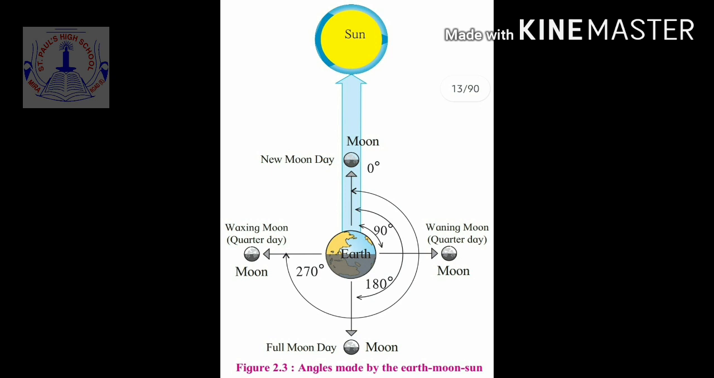Okay students, we now move to our next topic, that is angles made by the earth, moon and the sun. Figure 2.3 on your screen shows the angle made by the earth, moon and the sun. When the moon is moving around the earth, it makes an angle of some degrees. Let us see. When we see the phases of the moon in the sky from the earth, they are illuminated. Illuminated means lighted. Portions of the moon become visible due to the sunlight reflected from the moon.